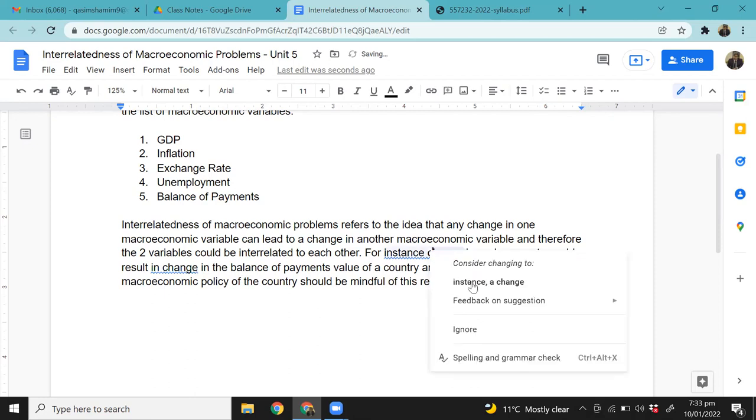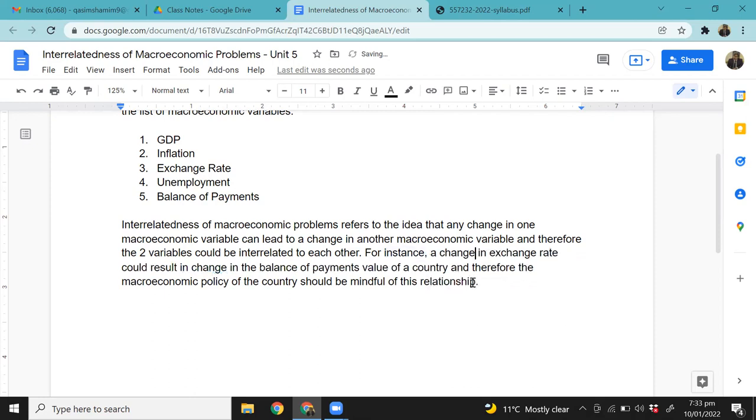Now, to better understand that, what do we mean by interrelatedness of macroeconomic problems? For instance, if there is a relationship between exchange rate value of a country and its balance of payments, then the macroeconomic policy that the country is designing should be mindful of this relationship. The country's macroeconomic policy makers should know that any change in the exchange rate of their country would have a direct effect on their country's balance of payment value. So that is what we mean over here.